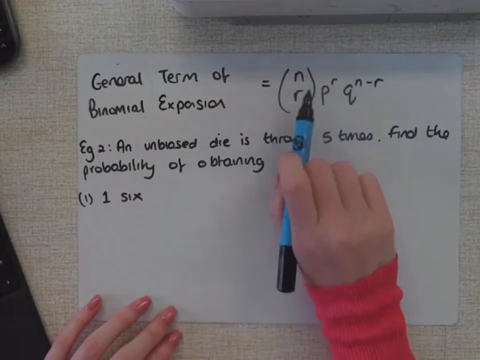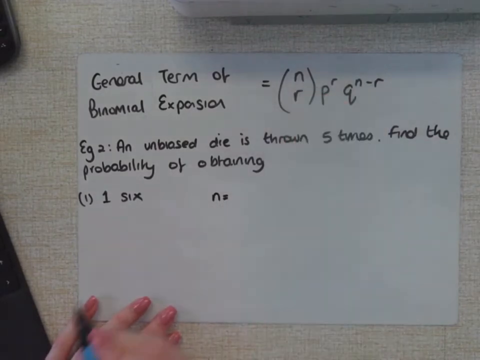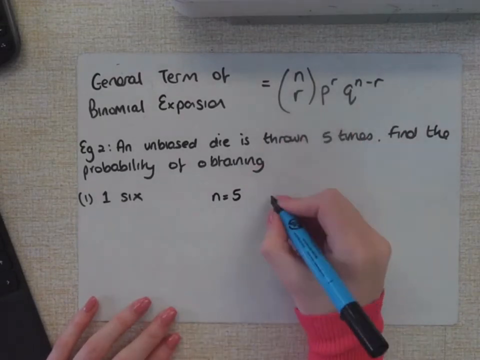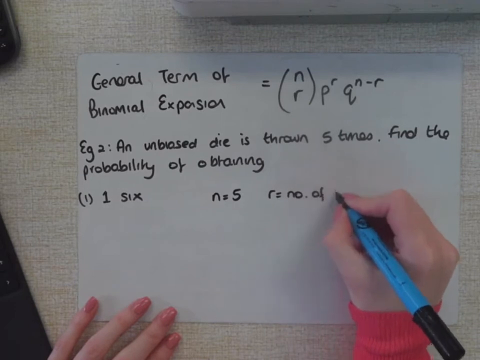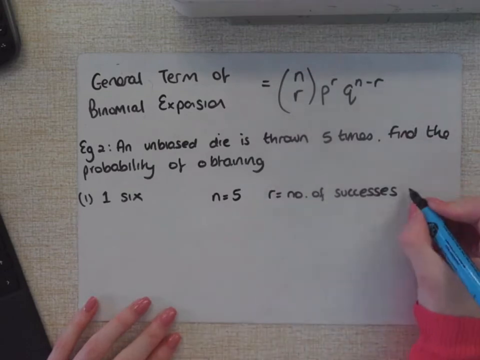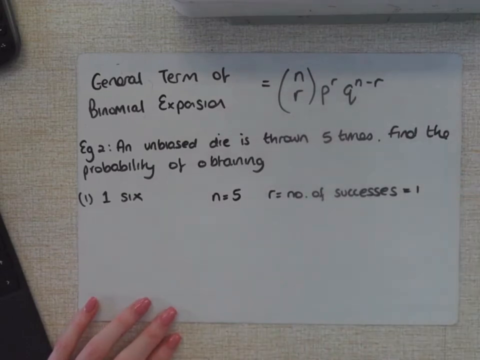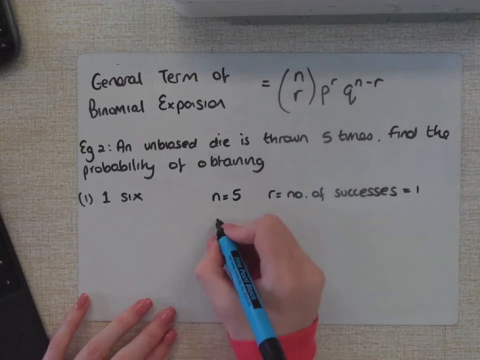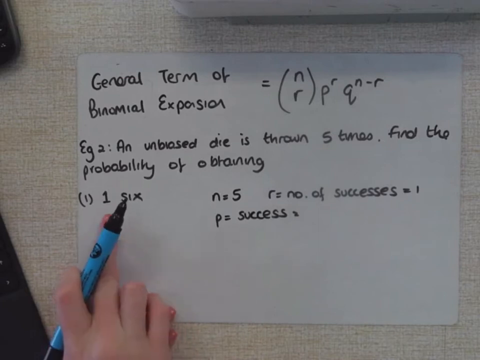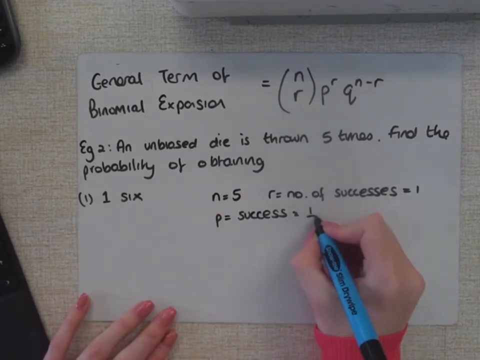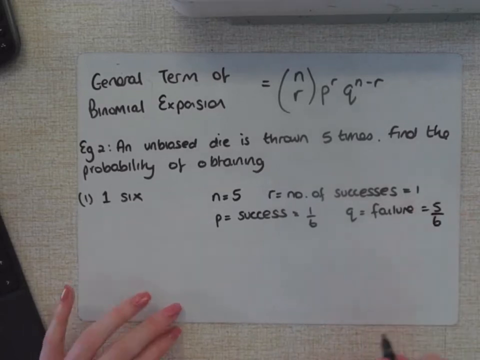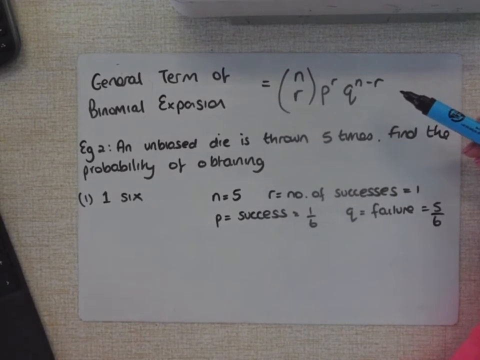Okay? So, n is the number of trials. So n is 5. r is the number of successes. So, we're looking for 1 six, so r is 1. Okay? P is the probability of success. What's the probability of success here? A 6. 1/6. And Q is the probability of failure, which would be 5/6. And now I can just throw it into my formula.